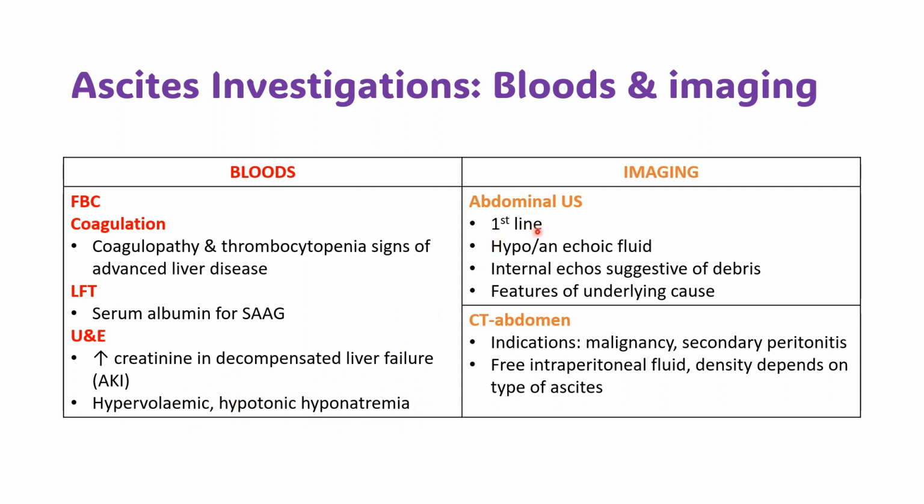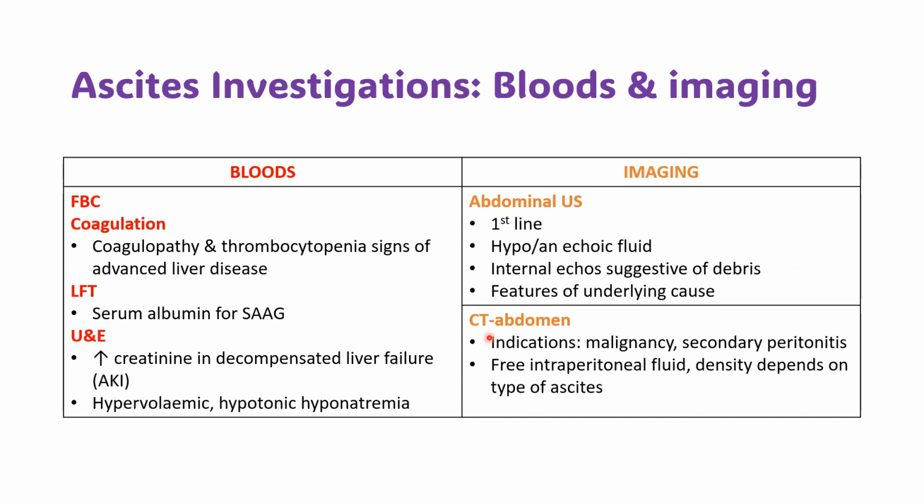Okay, and then in terms of imaging, first line is the abdominal ultrasound. Fluid appears as either hypoechoic or anechoic, black, essentially. And then internal echoes, so areas of white, suggest debris, and there might also be some features of the underlying cause. When you're using the ultrasound, in terms of the anatomy, there might be an accumulation of fluid in the hepatorenal recess, otherwise known as Morrison's pouch, or the splenorenal recess.